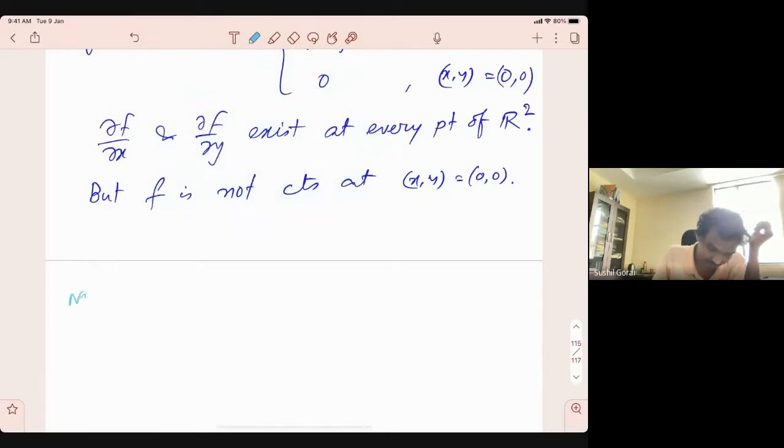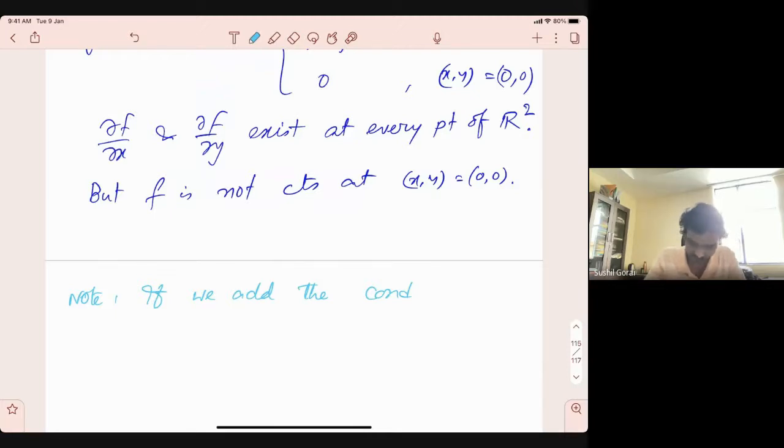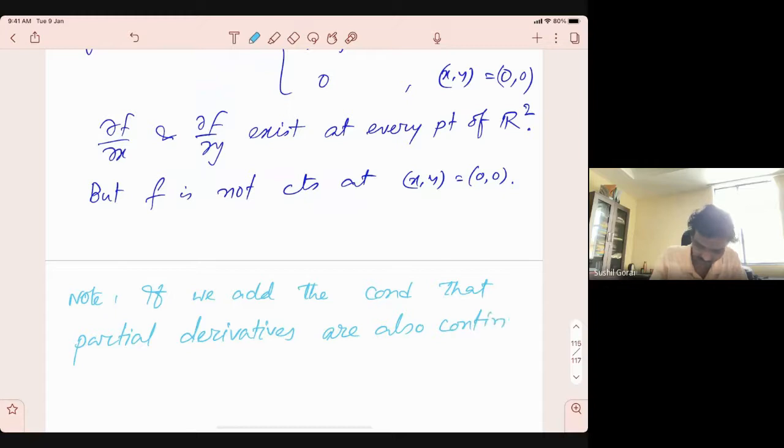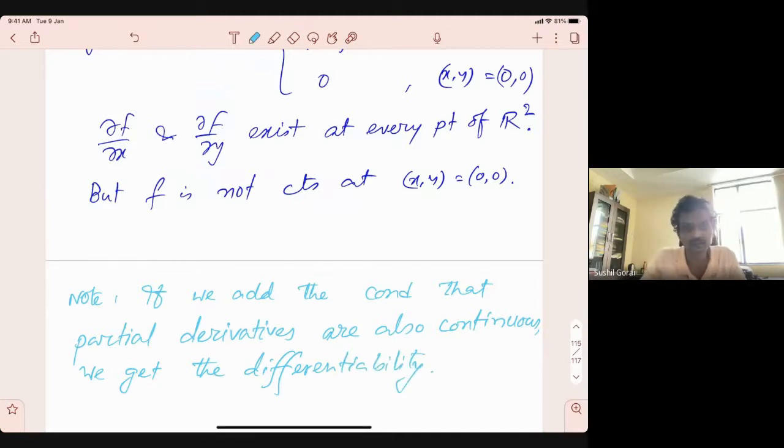So note, if we add the condition that partial derivatives are also continuous, we get the differentiability. Right? We get the derivative map.